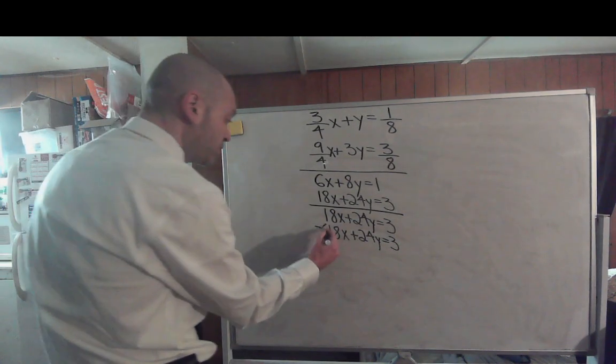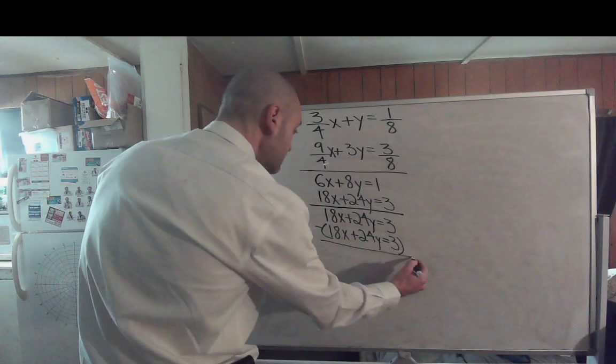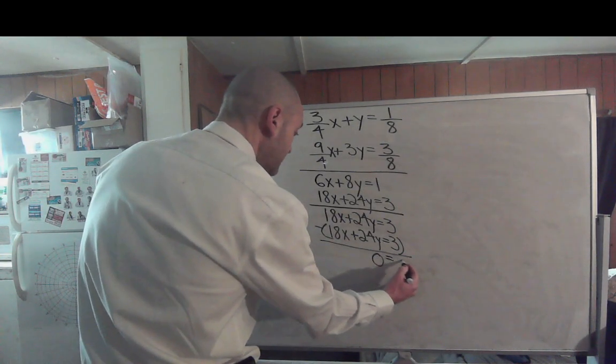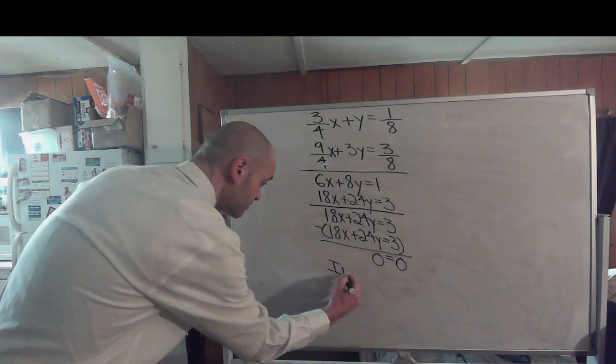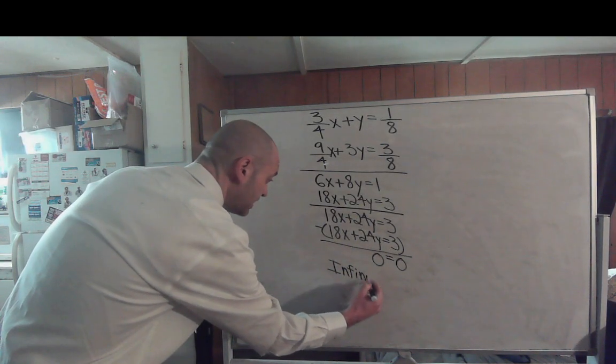Subtract the second equation from the first. Once again, you're going to get 0 equals 0, which means you have infinite solutions, which means they're actually the same line.